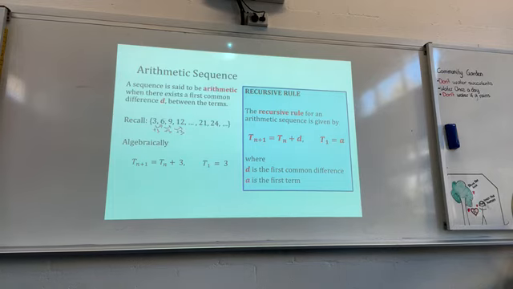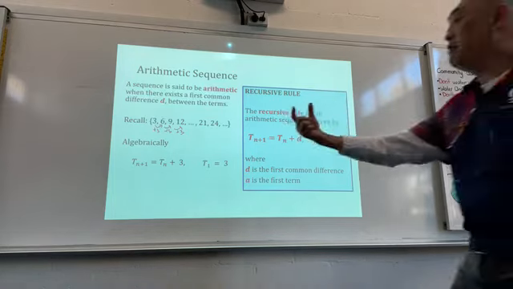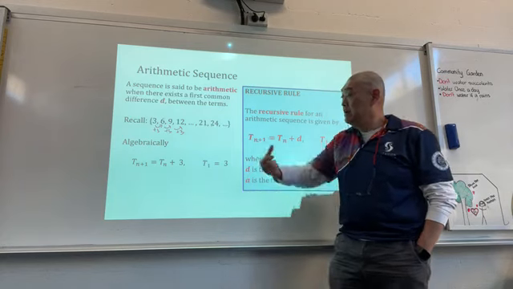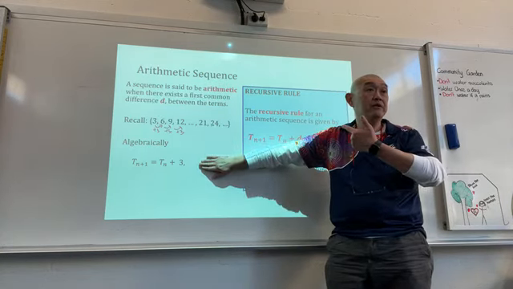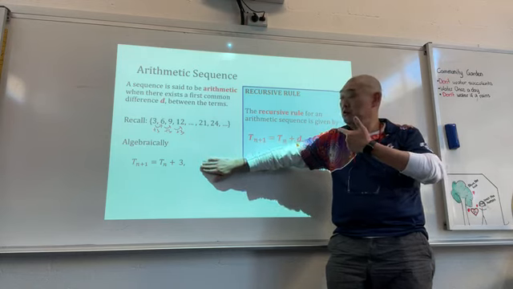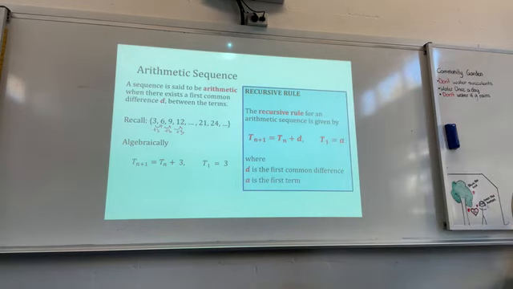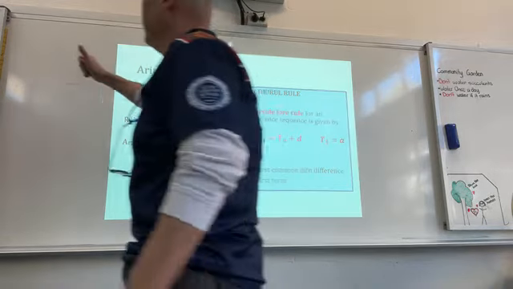So from term 1 to term 2, I added 3. Term 2 to term 3, I added another 3. Term 3 to term 4, I added another 3. And therefore, algebraically, I could say Tn plus 1 equals Tn plus 3. Now, if you don't specify T1, how on earth are you going to specify the sequence? You don't know what the start is. Correct? So you must always specify T1 in terms of any sequence, especially when talking about the recursive rule.